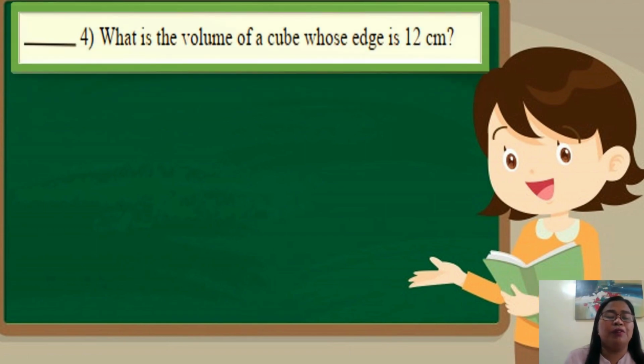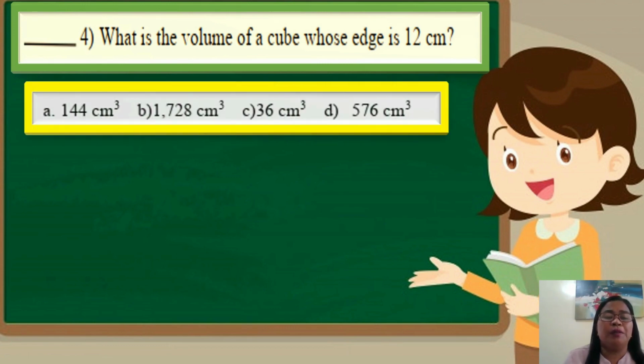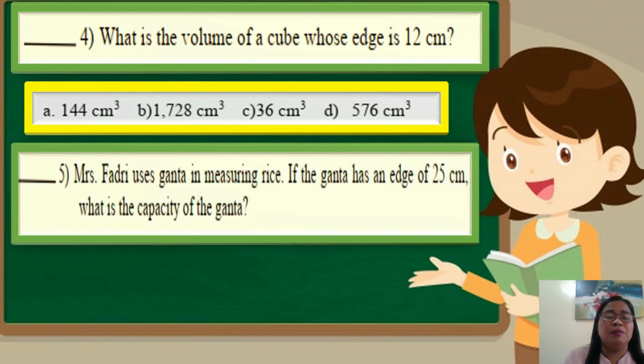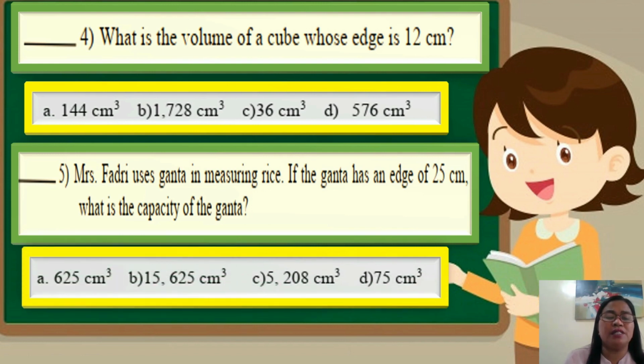Problem number 4. What is the volume of a cube whose edge is 12 centimeters? Problem number 5. Mrs. Fadri uses ganta in measuring rice. If the ganta has an edge of 25 centimeters, what is the capacity of the ganta? Solve.